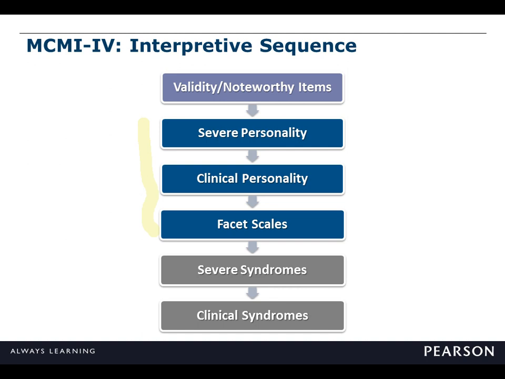We then move on to clinical personality, which is scales 1 through 8B, to get the general description of the individual and to understand those motivating aims. Then we move into the facet scales to break that down further into the more molecular components of personality. Outside of the bounds of what we'll be talking about today is the next section, which is the severe syndromes and the clinical syndromes.